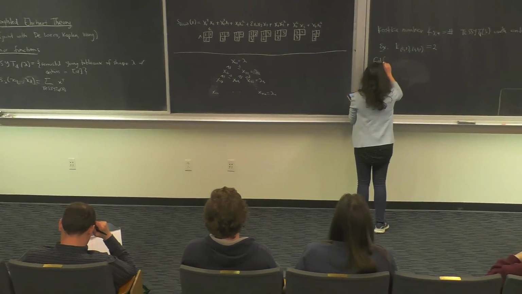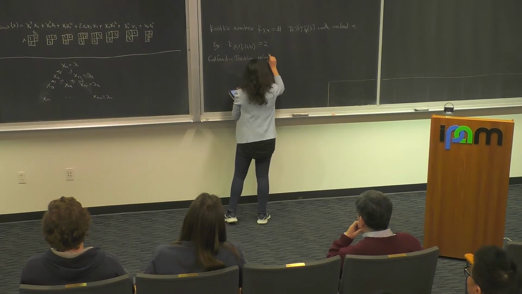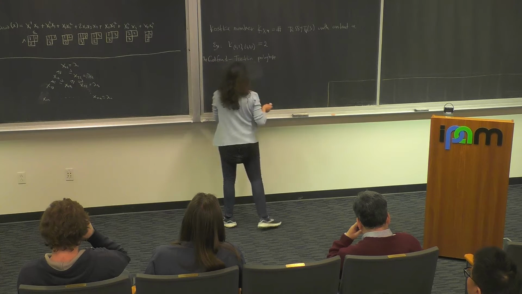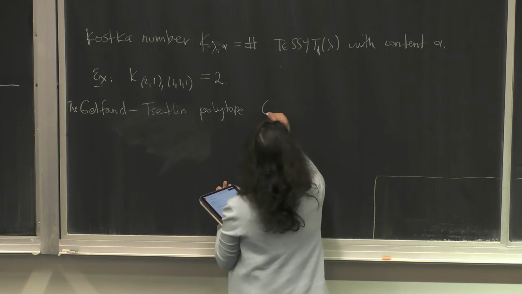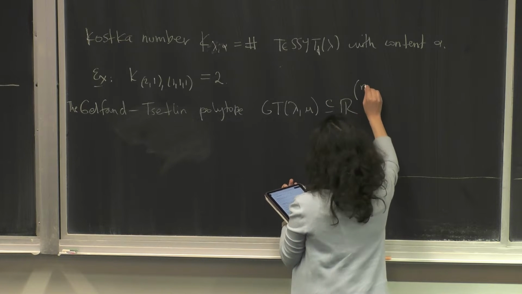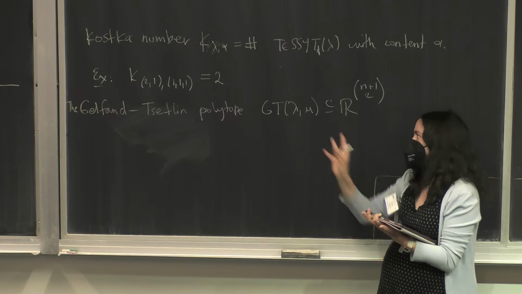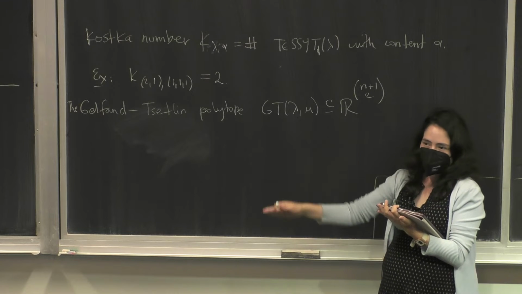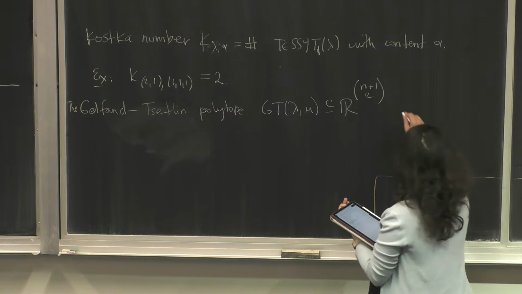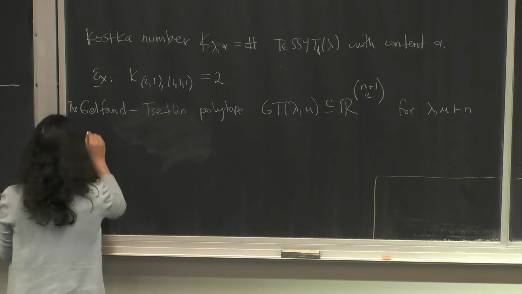If we look at the Gelfand-Tsetlin polytopes, GT(lambda, mu), there are different versions of it. I'm giving it with two parameters. I'm intersecting the Gelfand-Tsetlin cone with two conditions, one for lambda and one for mu, which form a pair of partitions. This is going to be given by the following inequalities.